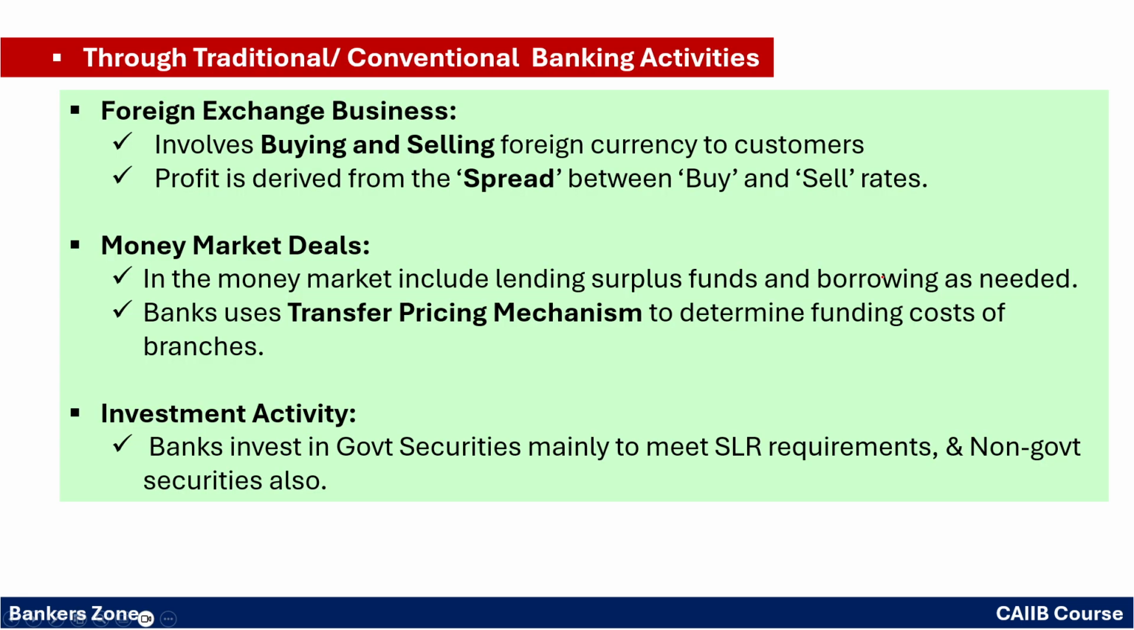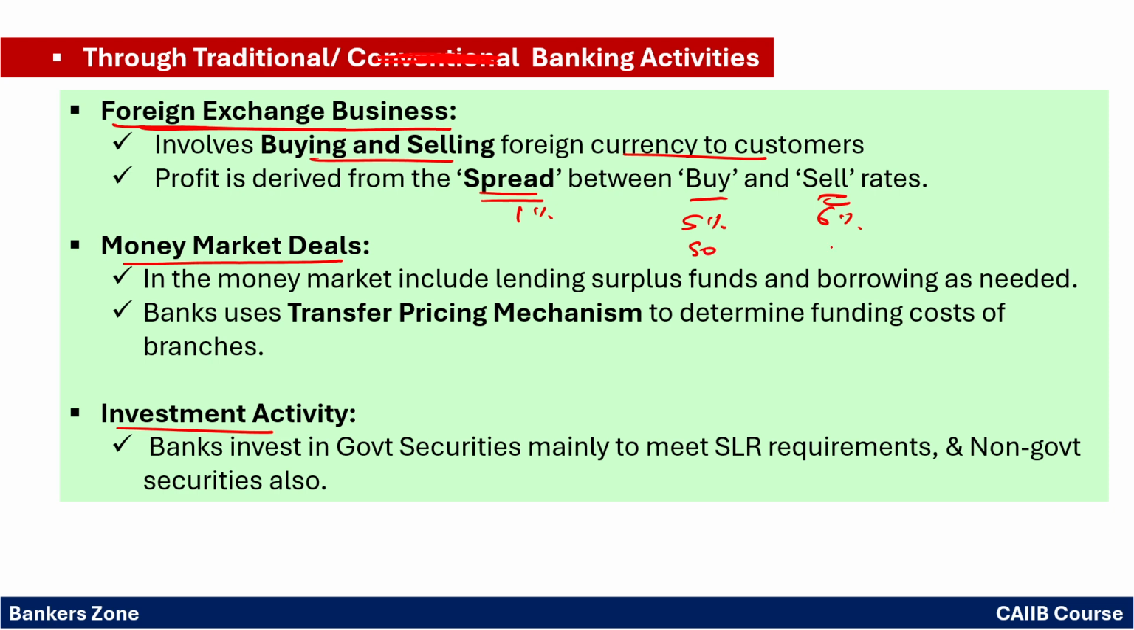Okay, one by one we have to see. So see, how traditionally the treasury department is earning the money. First is the foreign exchange business, second is the money market, and third is the investment. Foreign exchange means simply buying and selling of foreign currency. Whatever difference we are getting in buying and selling is called the spread. Buy at 5% and sell at say 6%. What is the spread? 1%, right?